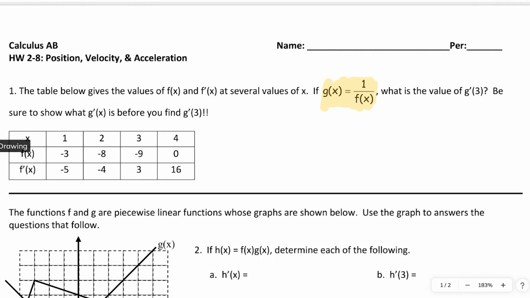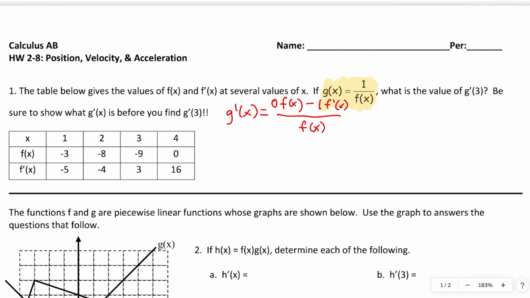So, okay, let's go ahead and find this derivative a little different way. We're going to use the quotient rule. So that's going to be the derivative of the top, which is going to be 0, times just the denominator, f of x, minus the top, which is 1, times the derivative of the bottom, which is just f prime x, all over f of x squared.